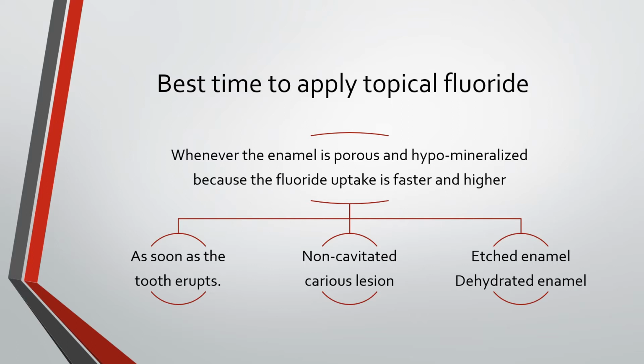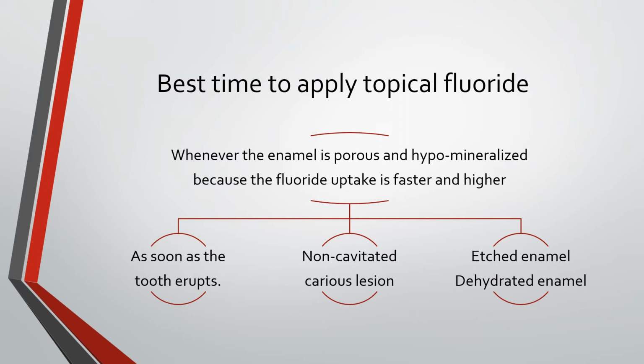So a non-cavitated carious lesion is when the tooth has lost its calcium and phosphate, so it's lost its minerals, right? And if at that time, in that particular clinical condition, you apply fluoride, the uptake is much higher, because not only is the tooth hypomineralized, but the tooth is also more porous because of loss of calcium. So these two are the best times to apply topical fluoride.